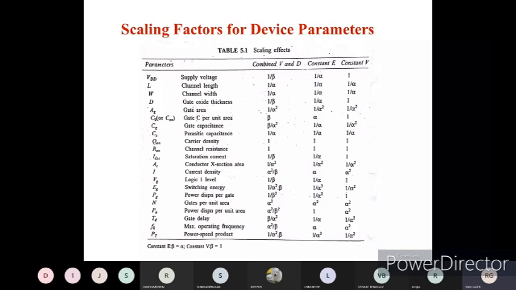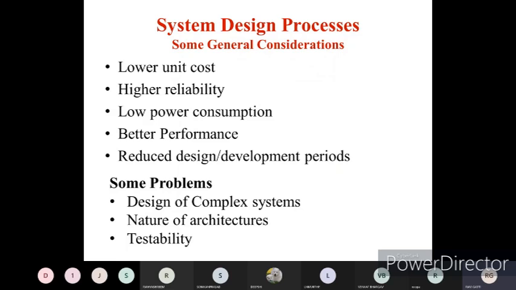Just now we have stopped, right? So all the parameters we have given. You can see here at the bottom, for the constant electric field we will be considering beta equal to alpha, and for the constant voltage we will be considering beta equal to 1. Why do I need to study this? Because in order to design the system in a systematic manner, cost effectively and in lesser time, we go for this systematic design process.